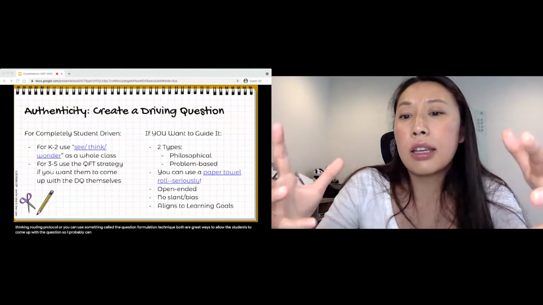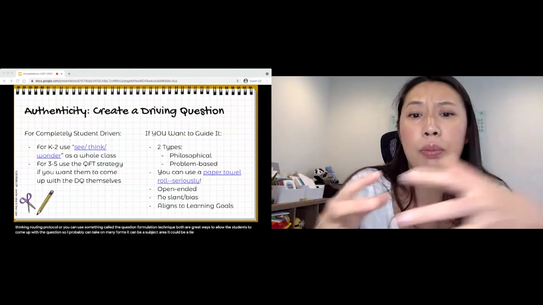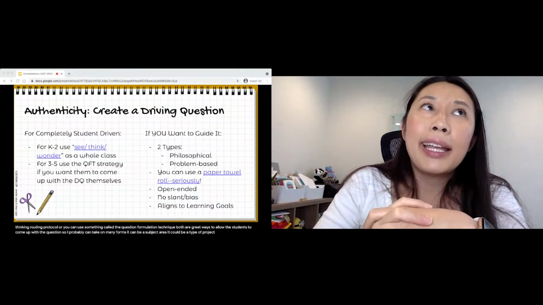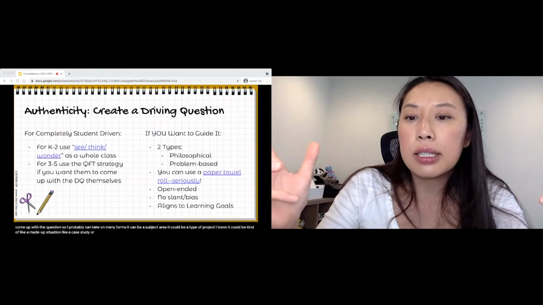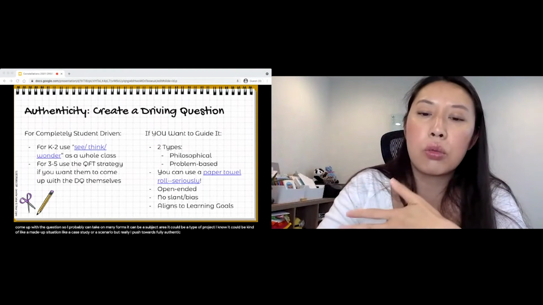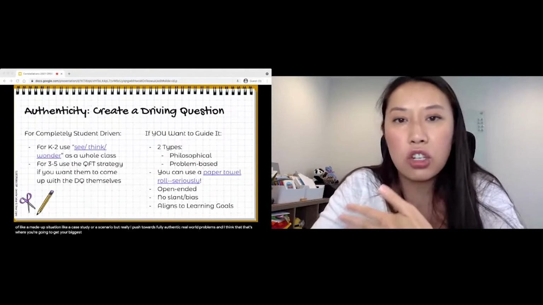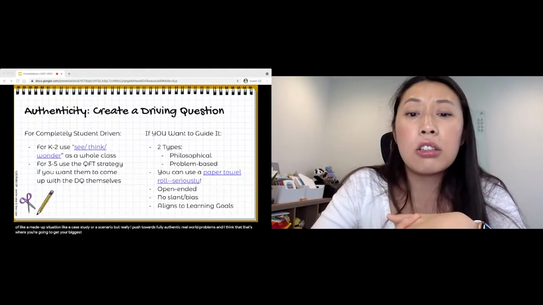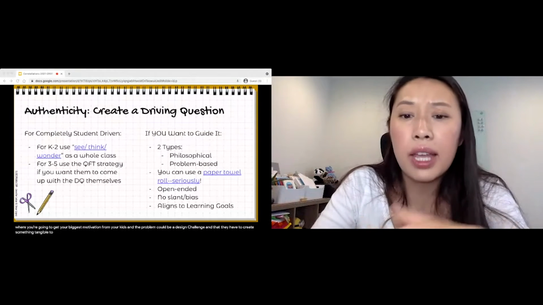A problem can take on many forms. It can be a subject area. It could be a type of project. It could be a made-up situation, like a case study or a scenario, but I push towards fully authentic real-world problems. I think that's where you're going to get your biggest motivation from your kids. The problem could also be a design challenge, where they have to create something tangible to solve it.